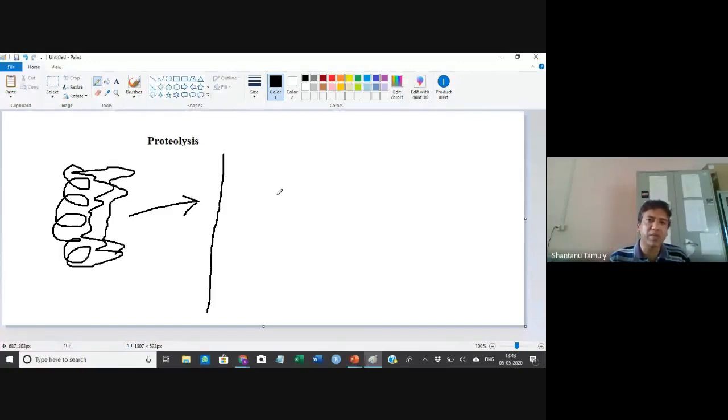Now denaturation, what happens if you denature a protein, it will lose its activity. But after denaturation, the protein can renature. But proteolysis will ensure that your proteins are completely destroyed because you have even broken the protein into amino acids. That is called proteolysis. So the cytokines undergo proteolysis after their function is over.